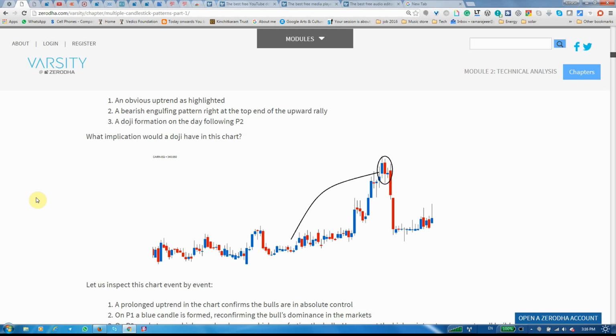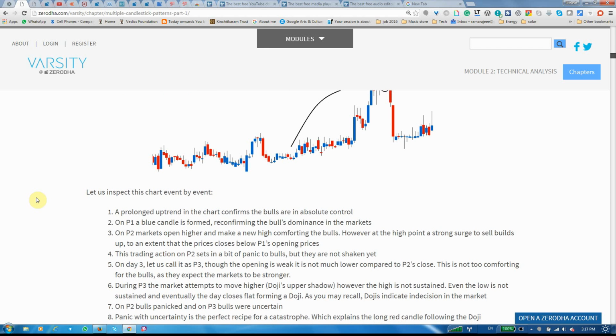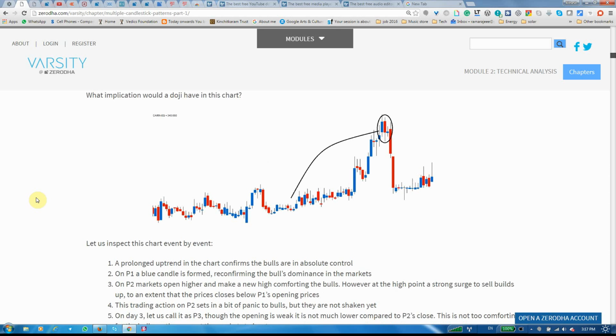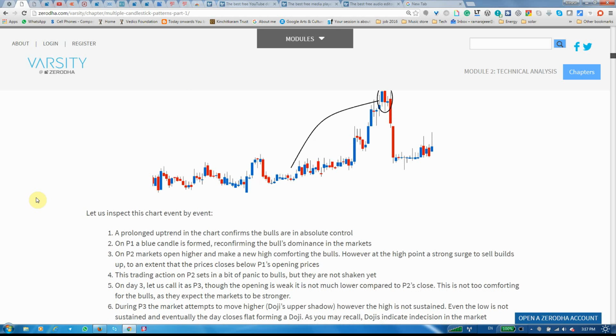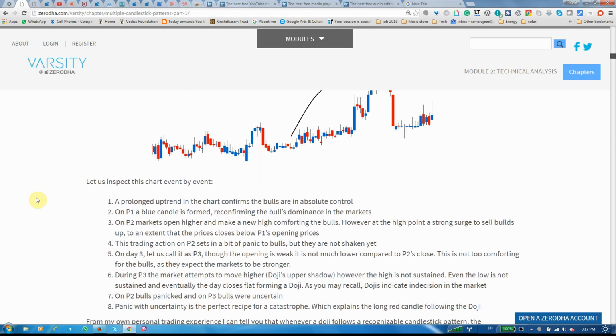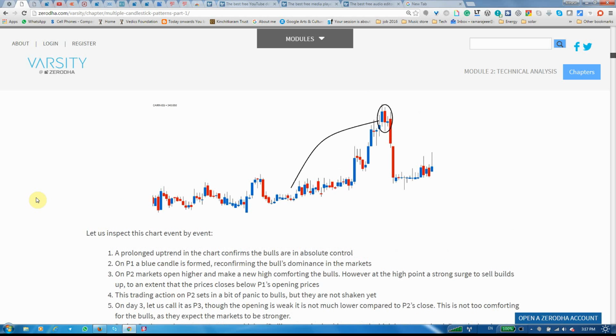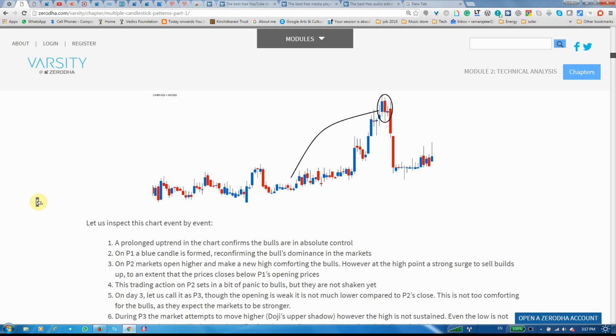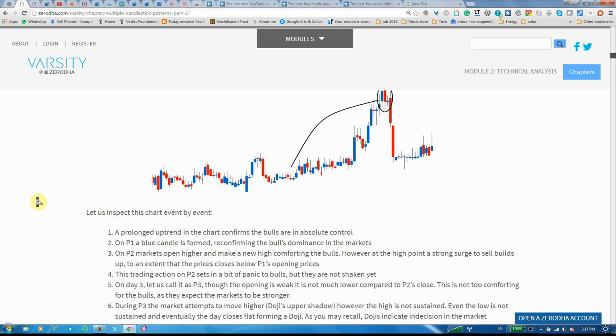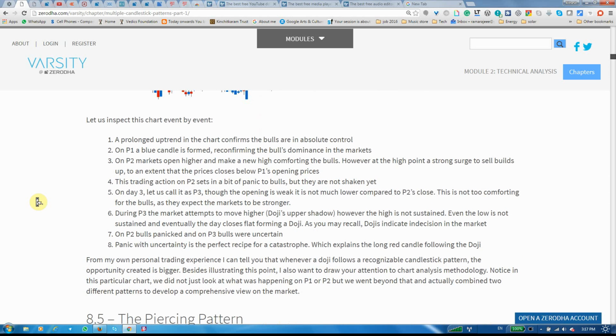A prolonged uptrend in the chart confirms the bulls are in absolute control. On P1 a blue candle is formed, reconfirming the bulls' dominance in the markets. On P2 markets open higher and make a new high, comforting the bulls. However, at the high point a strong surge to sell builds up, to an extent that the price closes below P1's opening price. This trading action on P2 sets in a bit of panic to the bulls, but they are not shaken yet.